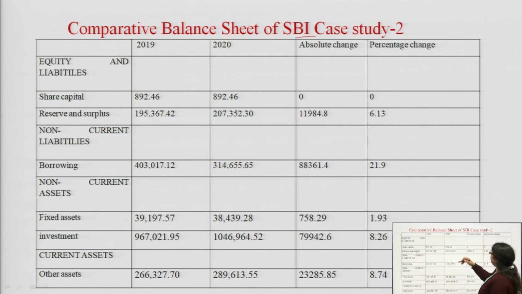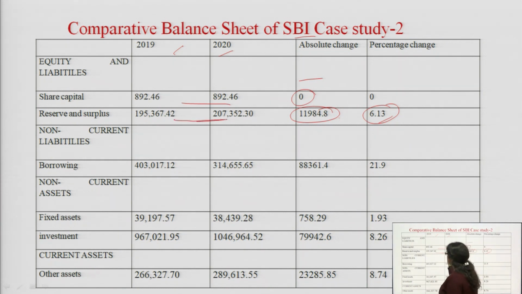The balances are given and the comparison is between 2019 and the latest year. On the similar pattern, we have drawn it as we have done. So, rather than going into the detail, I just show you the percentage change, how it has changed. We are showing the changes in percentage. The change is in the positive sense, because it was 195 and it is 207, 403, 314, 39, 38, 967 and 1046. Similarly for the others also, it is continuously growing.